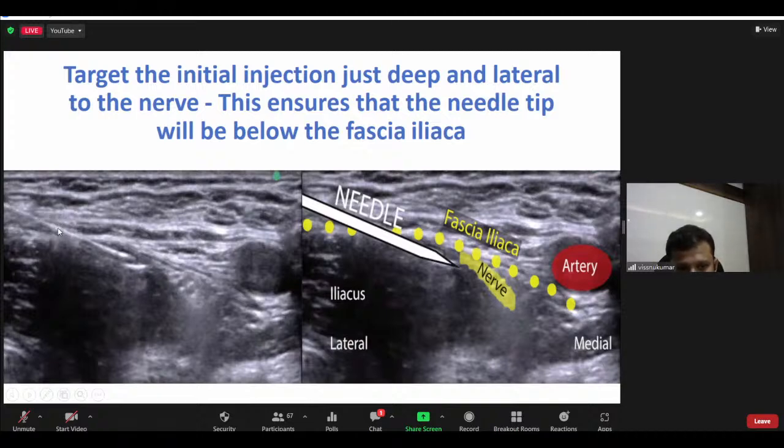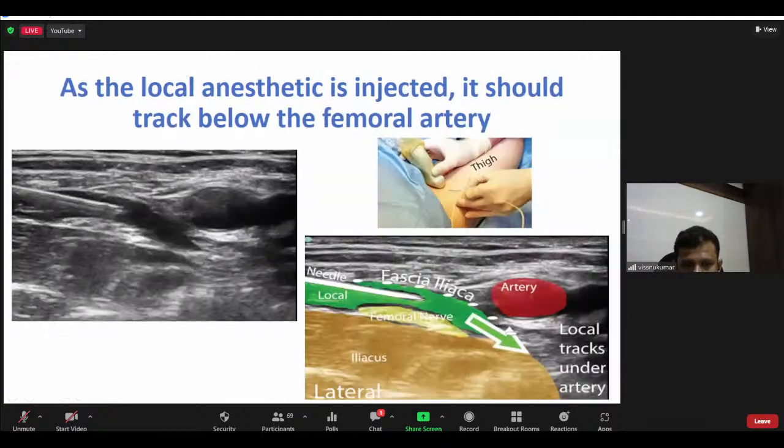So our first point, cross the fascia iliaca and then make sure that you are just beneath the lateral part of the femoral nerve. And only then you give the drug, so that it is going to push the nerve towards the artery. Once you give local anesthesia, you have to be sure that your local anesthesia is going to track below the femoral artery.